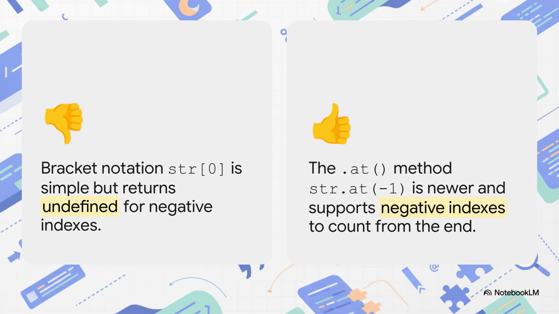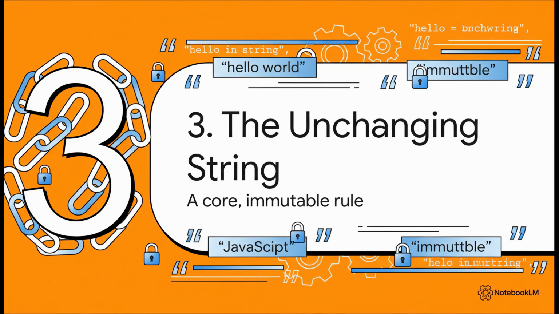Now, to grab just one character, you've got two main options. Bracket notation is the classic way, but it has a limitation. You can't use negative numbers to count from the end. The newer .at method, though, it totally can. str.at(-1) is a super clean and readable way to get the very last character of any string. It's incredibly handy.